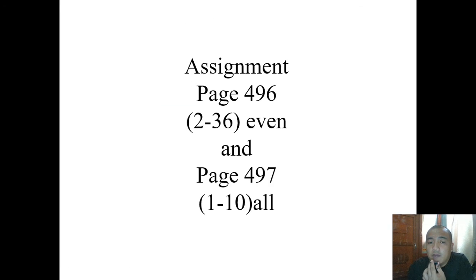So for your assignment, page 496, 2 to 36 even, and page 497, 1 to 10 all. So this is just to have some more exercises on multiplying radicals.